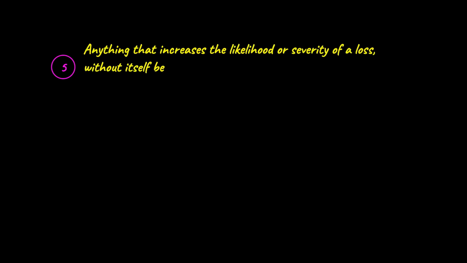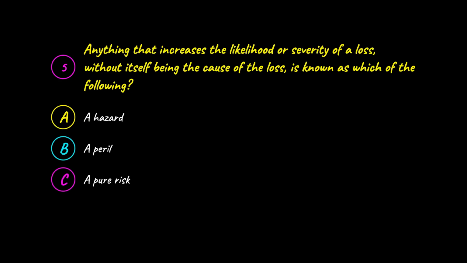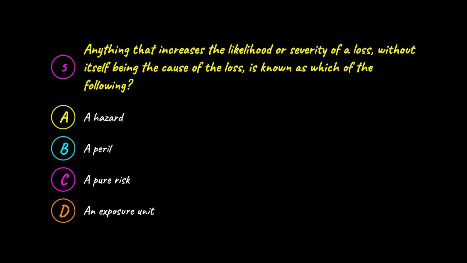Question 5. Anything that increases the likelihood or severity of a loss, without itself being the cause of the loss, is known as which of the following? Your options are A, a hazard, B, a peril, C, a pure risk, D, an exposure unit. Pick one. Trust your gut. Here's your chance to test yourself.